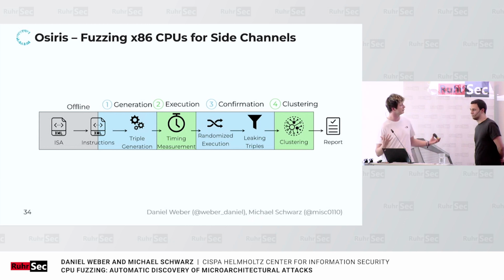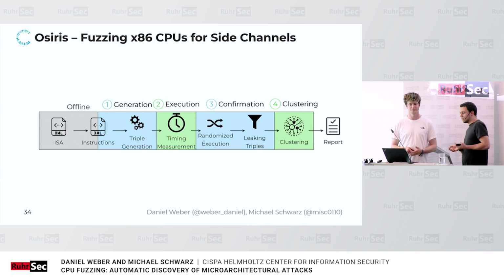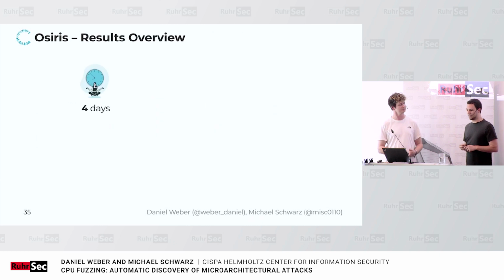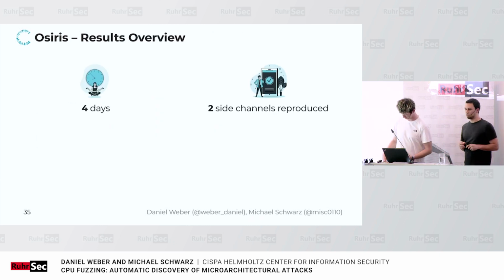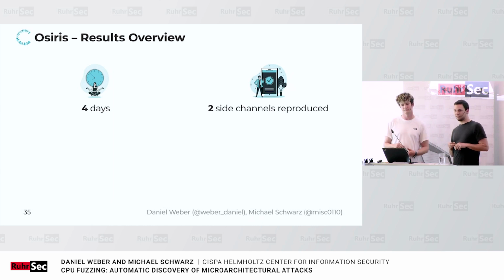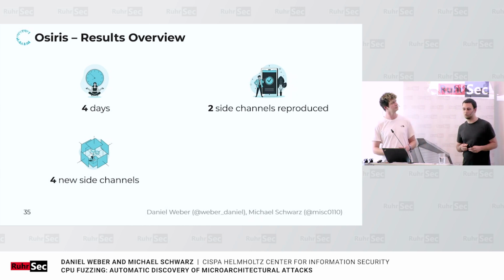Take a look at the results you got there. So that doesn't even sound good in theory. That actually works. So Daniel built that. And we let that run for 4 days on different machines. And that really rediscovered some known side channels, which means reproducing existing stuff. Everybody can do that. But it also found completely new side channels. So in 4 days, we found 4 new side channels.